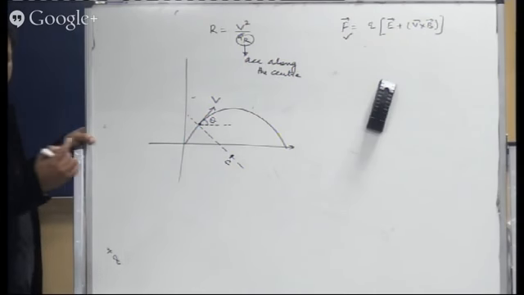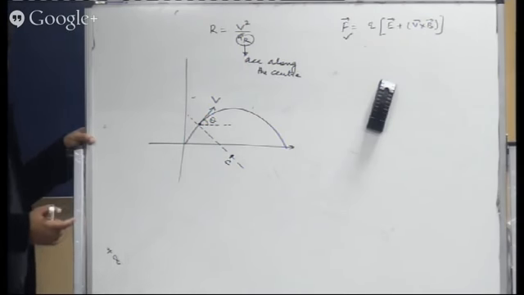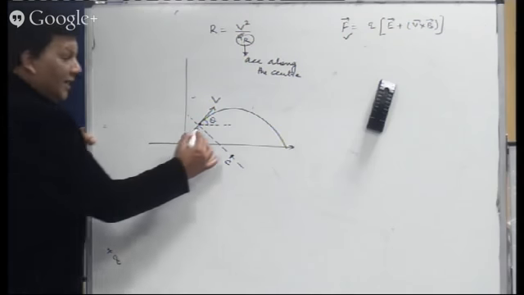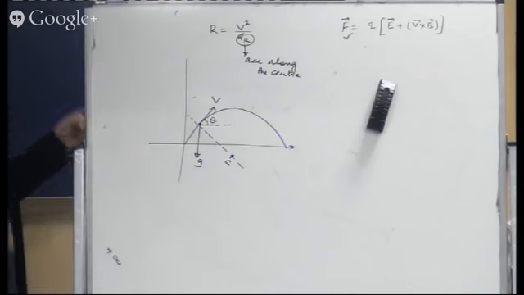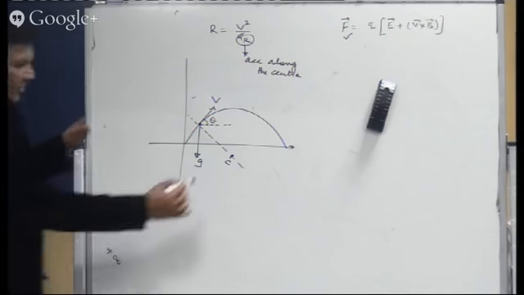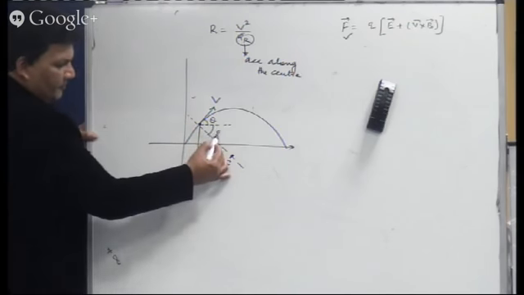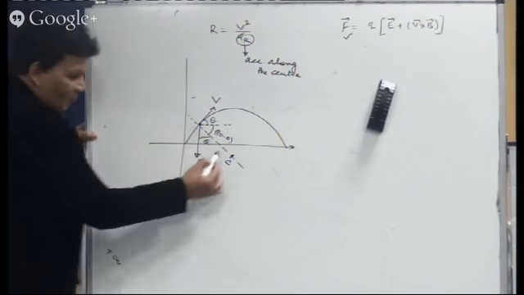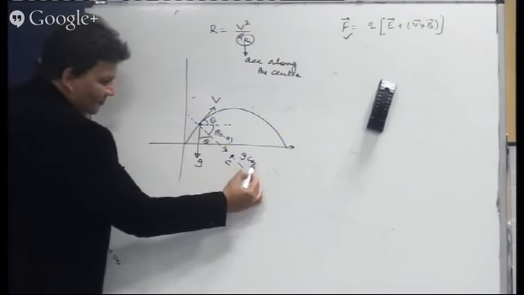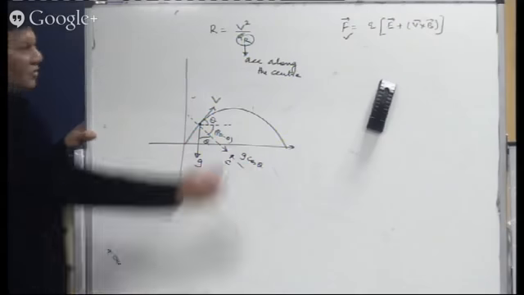It is a projectile under gravity. What is the net acceleration? G. The net acceleration on a body or a projectile is always G. What is this angle? What is this value?